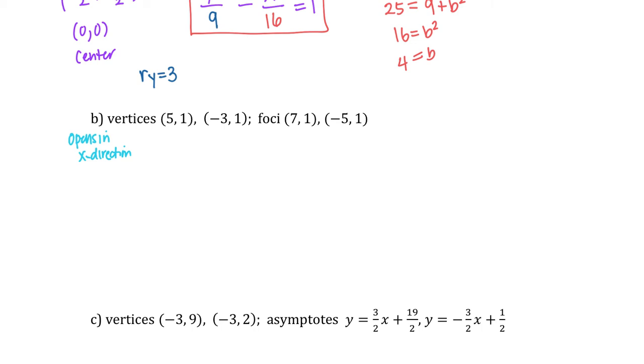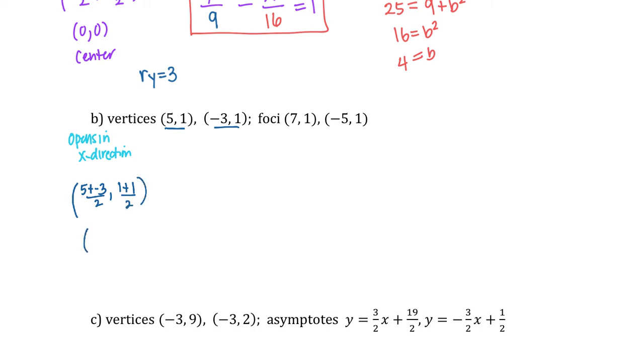Okay, let me find the center, and then I can at least start this. Now the vertices are at (5, 1) and (-3, 1). If you can think in your head, you might be able to figure it out. I could use the midpoint formula: add the x's together and divide by 2, add the y's together and divide by 2, although the midpoint of 1 and 1 is 1.